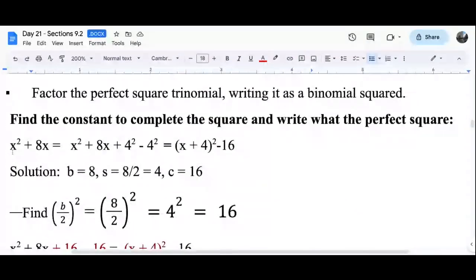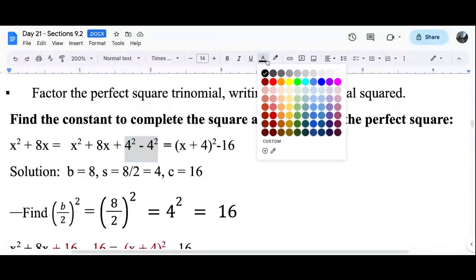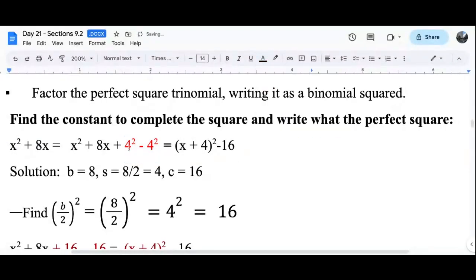Let's see some examples. We have x squared plus 8x. So 8 divided by 2 is 4. So we want to add 4 squared and subtract 4 squared. In this case, we just add 0 to the expression, so we didn't change anything. Now x squared plus 8x plus 4 squared: 8 is 2 times 4 times x. So that becomes (x plus 4) squared minus 4 squared, which is 16.